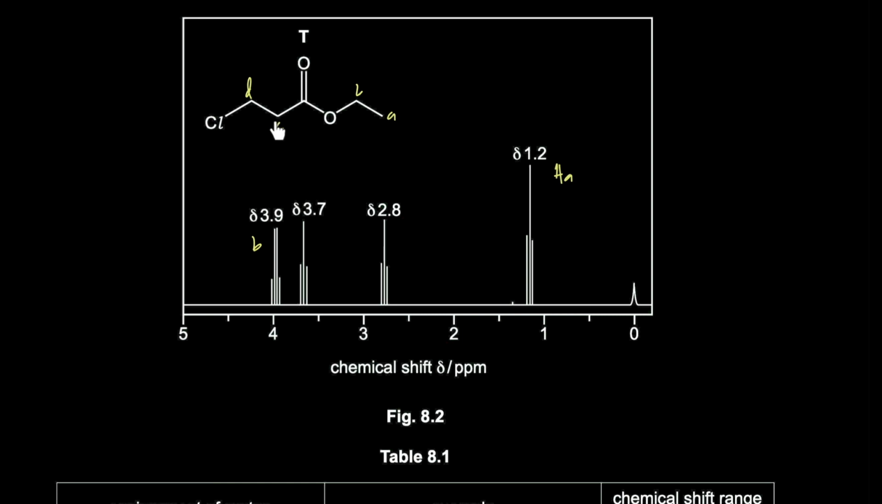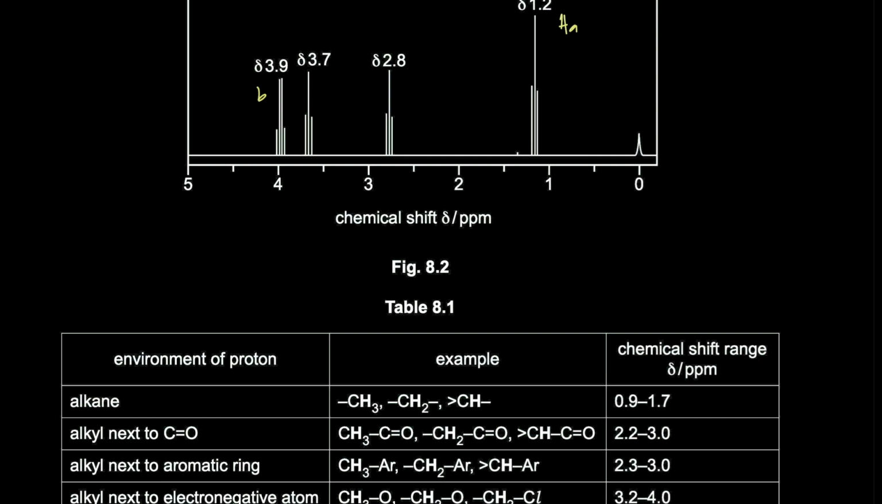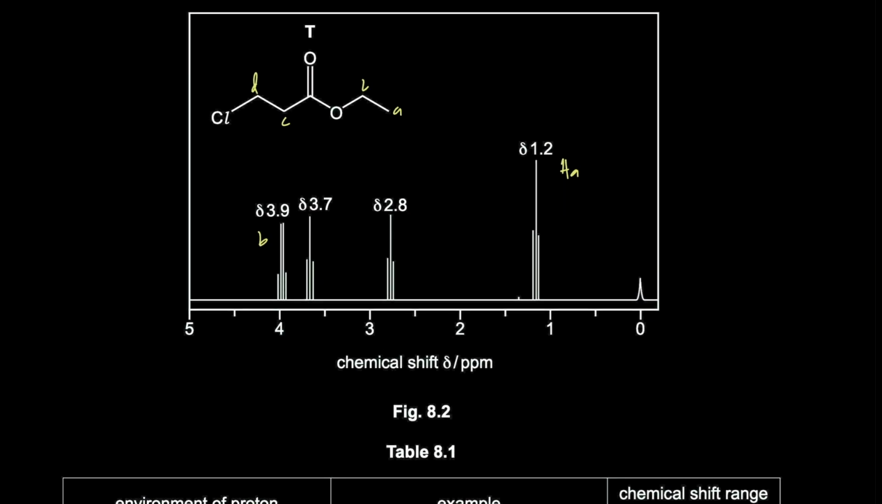Proton C over here is a CH2 next to a C double bond O. So we go here, we have a CH2 next to a C double bond O, so it should shift in the range 2.2 to 3 parts per million. So that must be this one, right? So this is proton C, and then proton D is this guy.